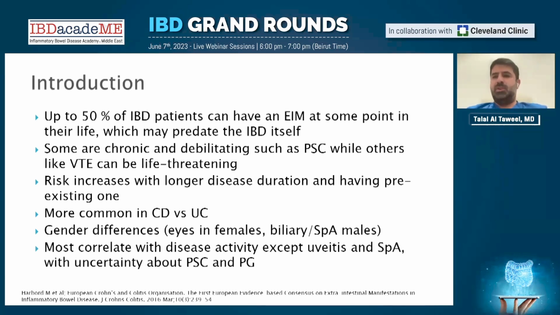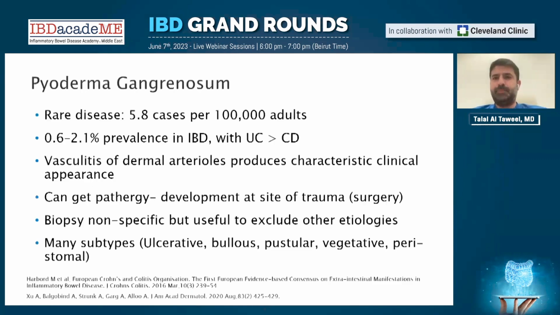Now, on whether they correlate with disease activity, there is some conflicting data out there, although I think they point to most correlating with the disease activity, except maybe the uveitis and arthropathy, and there's some uncertainty about the PSC and the pyoderma. But in general, we always try to get the luminal disease under control because that does get most of our extraintestinal manifestations better. Next slide, please.